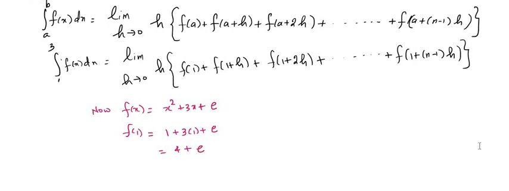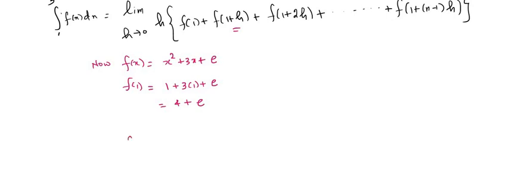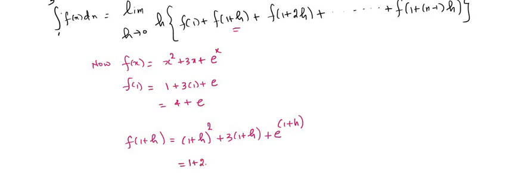Now the next term is f of 1 plus h. To find f of 1 plus h, replace x in the function with 1 plus h. Therefore, (1 plus h) the whole square plus 3 into (1 plus h) plus e power x, where e power x is e power 1 plus h. Now expand this: 1 plus 2h plus h square, plus 3 plus 3h, plus e into e power h, using the laws of exponents: a power m plus n is a power m into a power n, right?